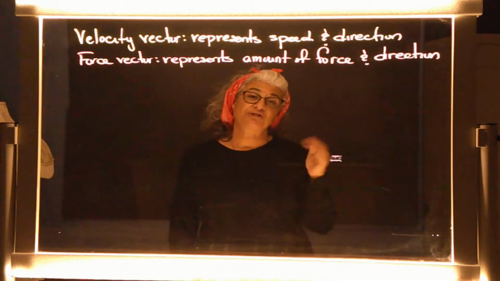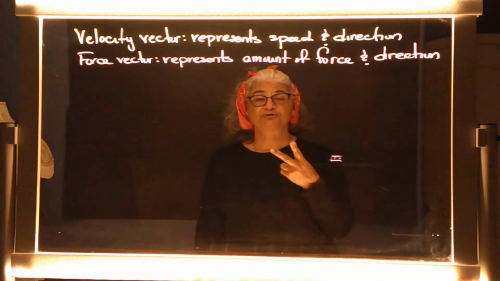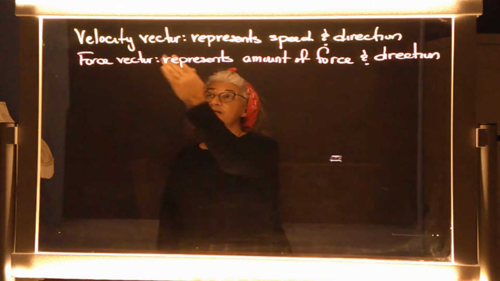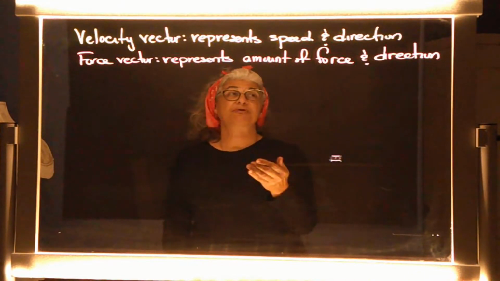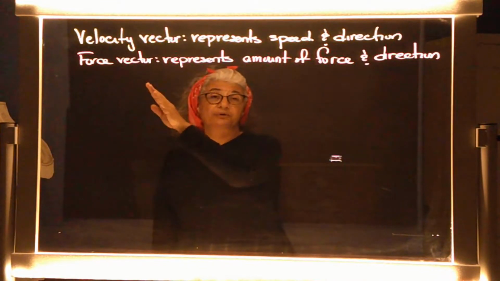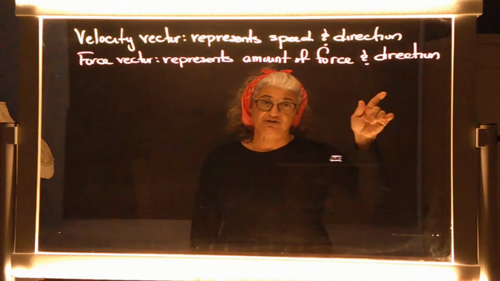Okay, so we just read a story about a child pulling a wagon, but before we get there, there's two different types of vectors that I want to talk about. One of them is known as a velocity vector, and what that represents is speed and direction. The other one is known as a force vector, and that represents the amount of force and direction.